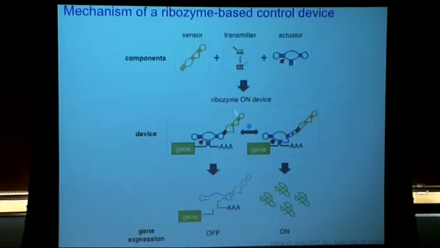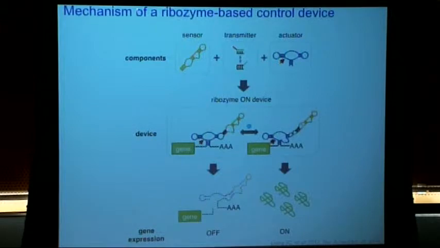What you can see is that in this state, the ribozyme would be active and you would get cleavage, and therefore your transgene expression would be turned off. In this state here, you can see the structure has been altered. It's binding to its ligand molecule. The ribozyme is inactive, and gene expression would be on. So that's essentially how we design these molecules.